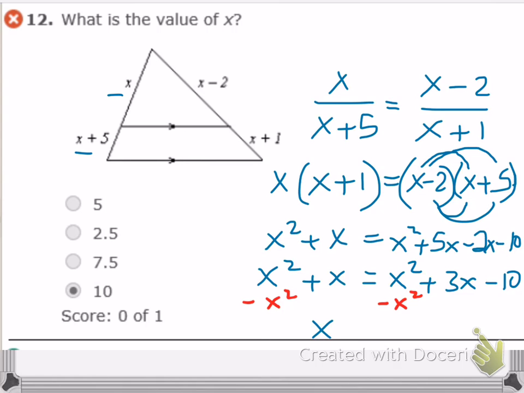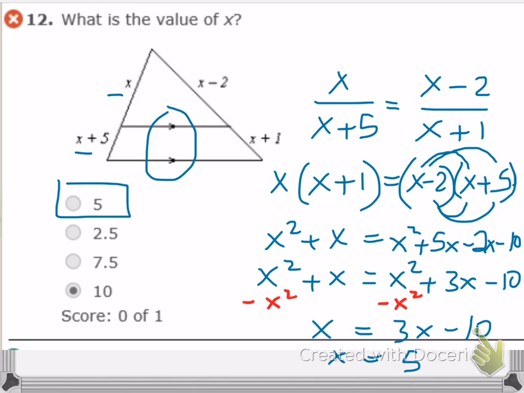And then we're going to have, after we subtract x from both sides, x equals 3x minus 10. And you can subtract 3x from both sides and divide by negative 2, and you get x equals 5. So our solution here is x equals 5. So that's how you are going to solve these types of problems when you're given the parallel lines creating two different triangles within a triangle. And it's always going to create this proportional relationship that you can solve.